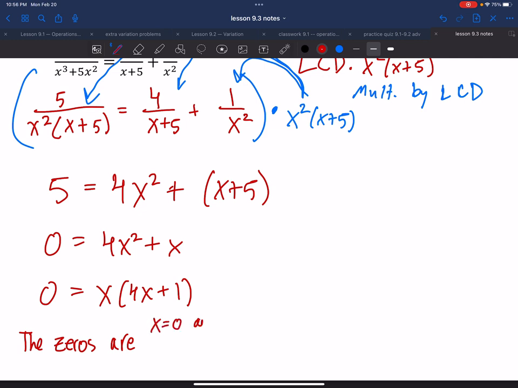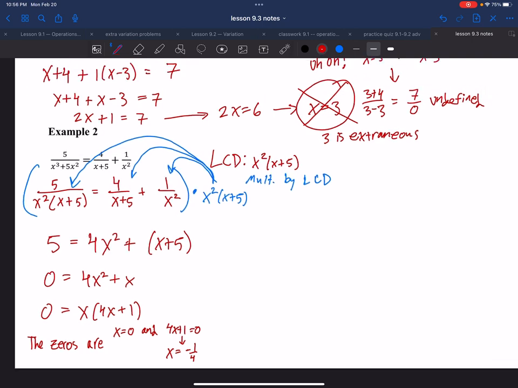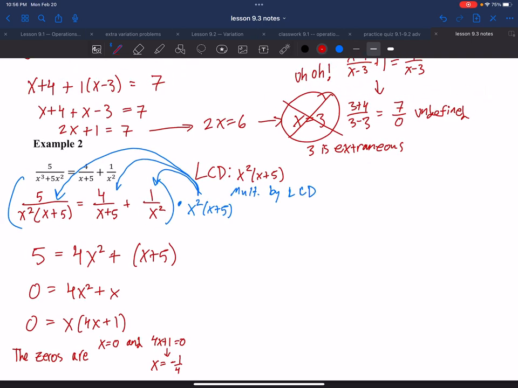x equals 0 and 4x plus 1 equals 0. But if you solve for x here, that's just x equals negative 1/4. And I'll let you plug that in and solve that if you don't see it. Anyway, those are my solutions. But remember to check for extraneous.